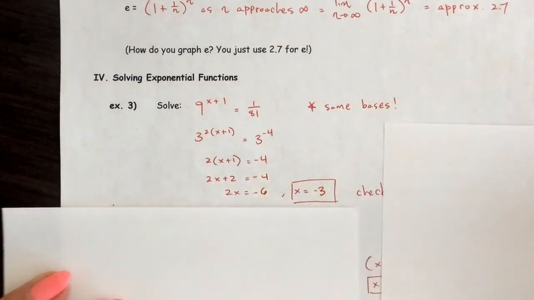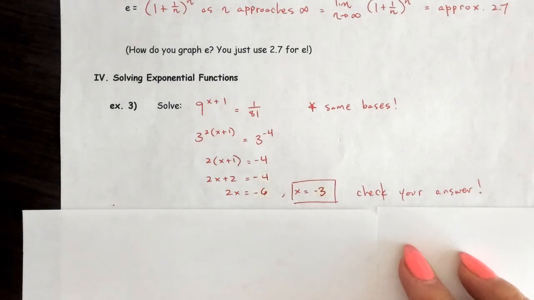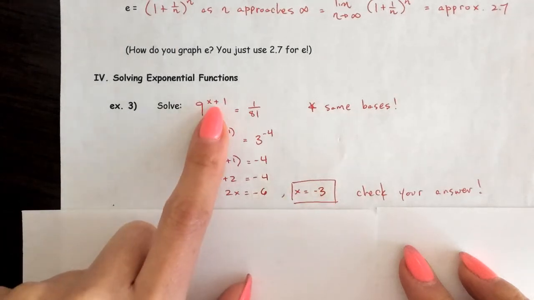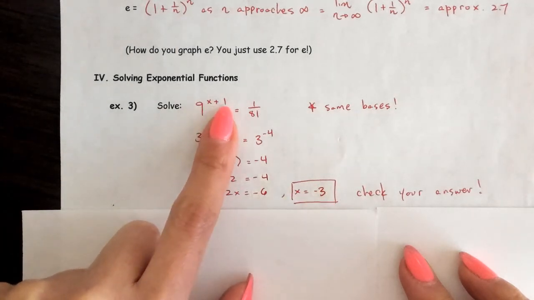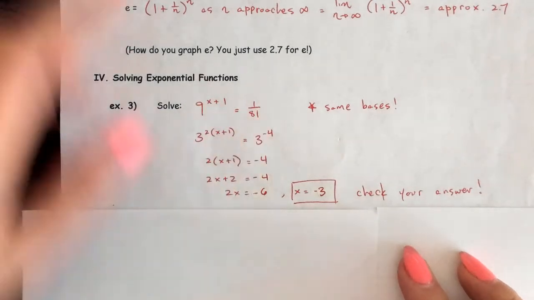And then be very, very careful. You need to check your answer. So you do have to check your answer. You do have to check both sides, okay? So -3. If I go -3 plus 1, that's a -2. 9 to the -2, is that this? It is. I'm good. All right, so you do have to check your answers.